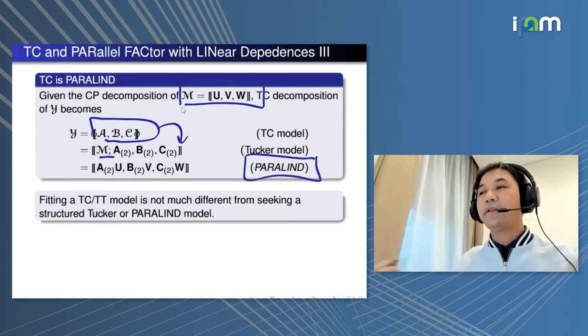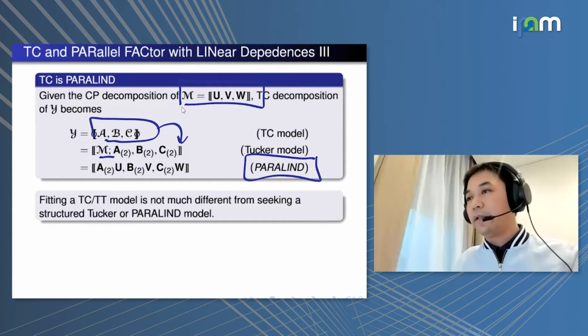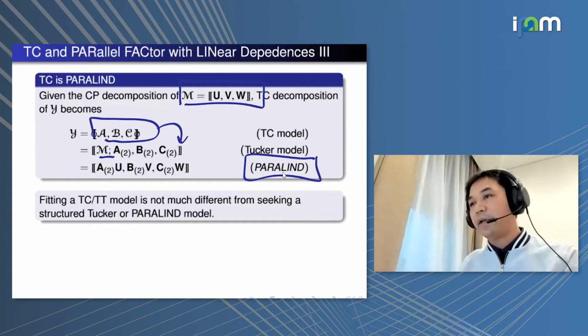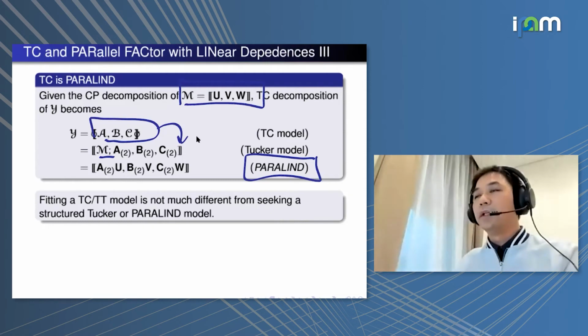So we see there are several links from the tensor network. We can go back to some ordinary tensor decompositions that we already know, like Tucker decomposition and parallel decomposition. So in this case, you can apply any algorithm that we know before for parallel decomposition to find tensor chains.